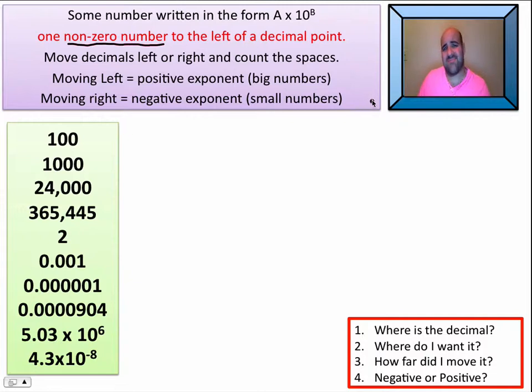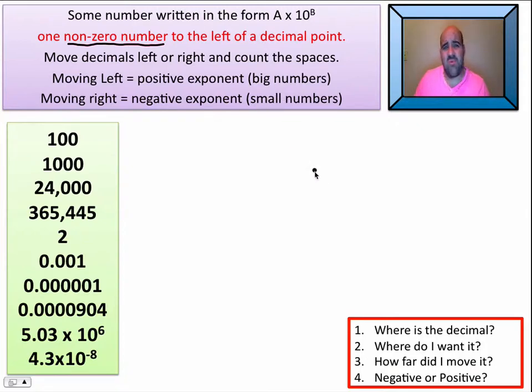There are other ways to write numbers in scientific notation, but if there's more than one number to the left of a decimal, it's called exponential notation. So as we learn how to do it, we're always going to focus on strict scientific notation that has one non-zero number to the left of a decimal point, and we're simply going to move decimals left to right and count the spaces in between them.